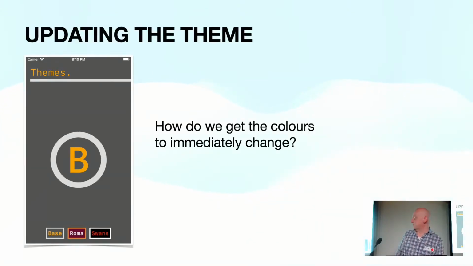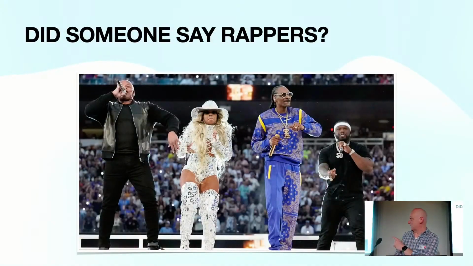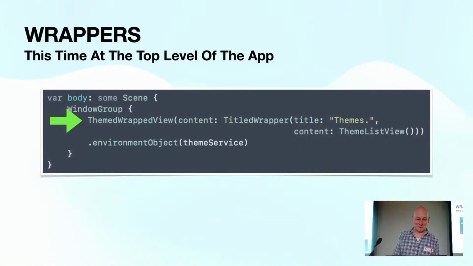And the final thing we need to do now is we need to redraw our app to use the new theme that's been selected. And to do that, we're going to use wrappers again. Just love that picture. So we're going to put another wrapper around our previous wrapper at the top level of the app. So previously, the top level of the app was the title wrapper. We're just going to wrap that in another wrapper, which we're going to call our theme wrapper, or themed wrapper.